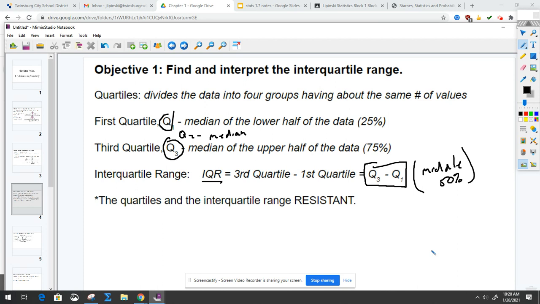And quartiles and interquartile range are resistant, again, because we're dealing with the median here, which is more of a count than it is the average of. So the outliers do not affect it as much when we're looking at the IQR. Okay, so we're going to go through and do an example. Actually, let's look at an example before we do one.